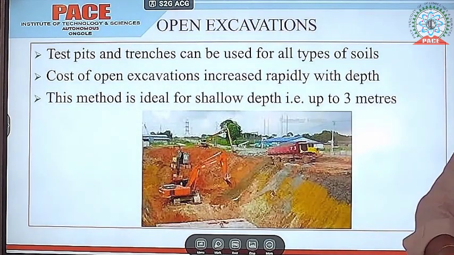Coming to that, first, open excavations, or test pits, also called trenches, can be used for all types of soils. The cost of open excavations increases rapidly with depth. So if the depth is increasing, the cost of the exploration or excavation will be increasing. This method is ideal for shallow depths, up to 3 meters. Up to 3 to 4 meters it can be used. More than that, the cost will be increased.